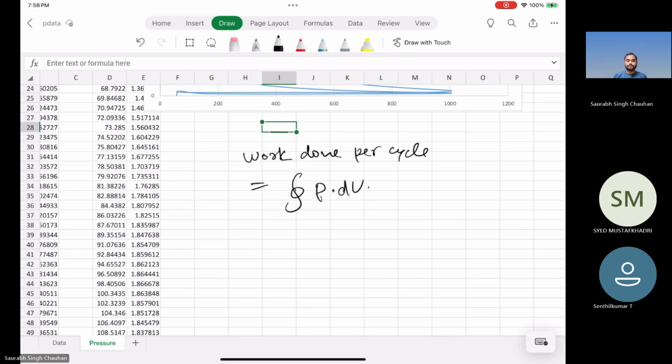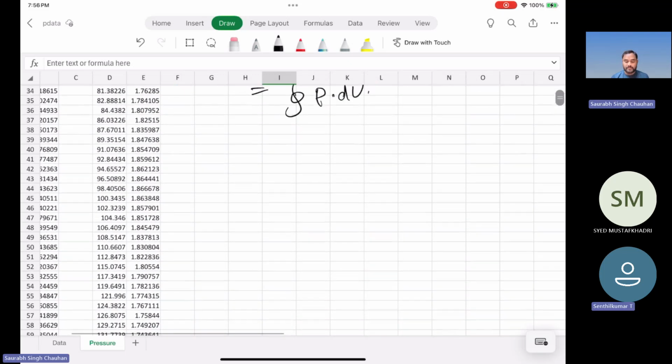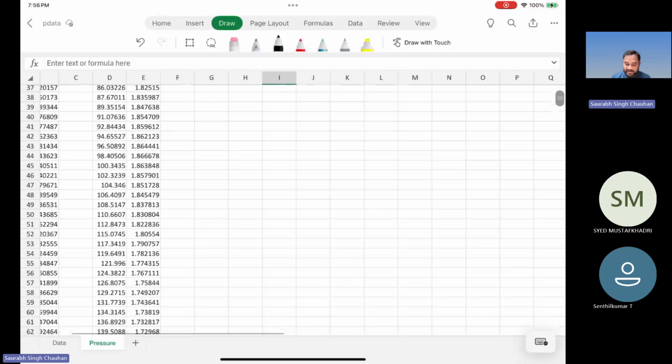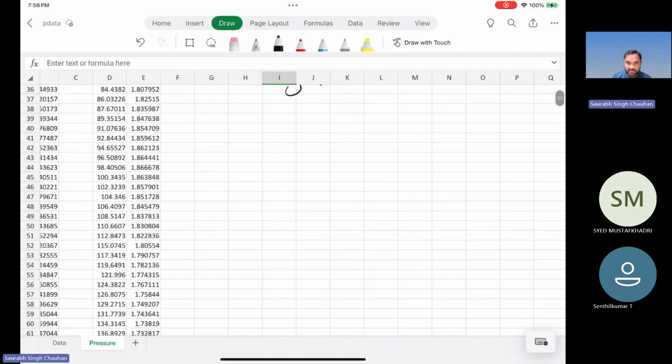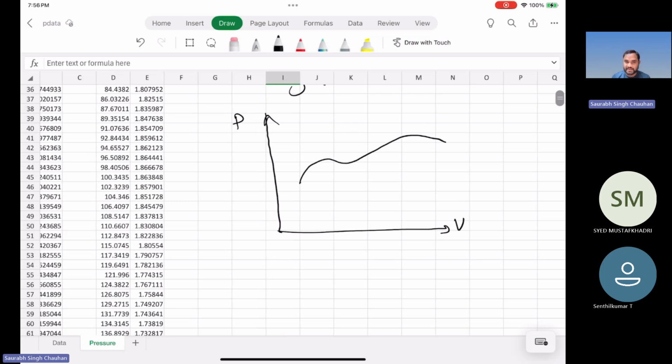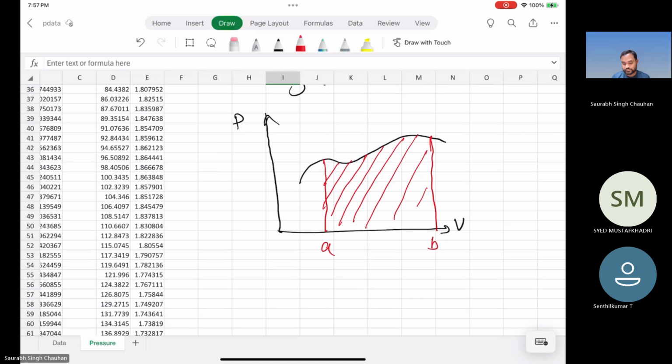This is correct. Now you have discrete data, and for integration of discrete data there are various numerical techniques. For example, let us say you have this curve, and you want to integrate it. Integration means the area under this curve, correct? So let us say you want to integrate from point A to point B. So integration means you want to calculate this area, right? Is that clear?